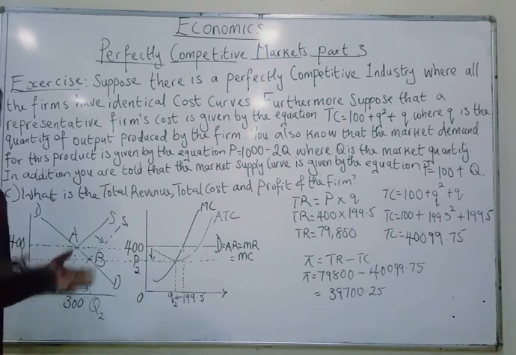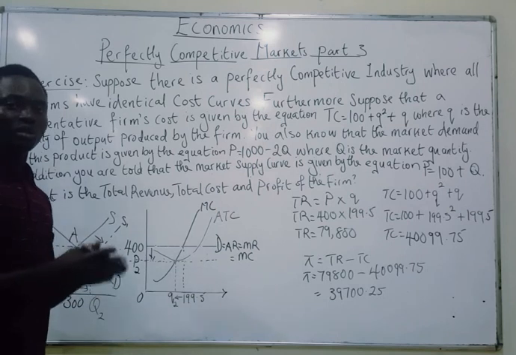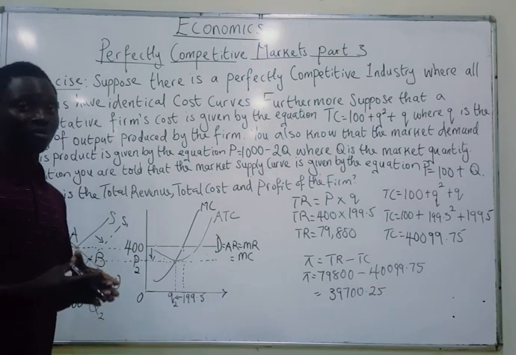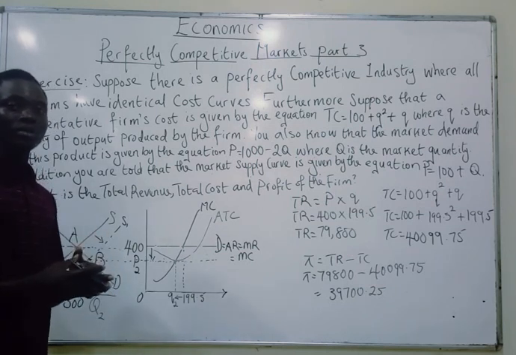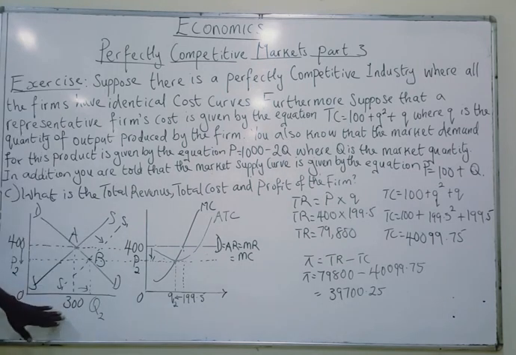And like I said earlier, each firm is going to be producing something that is lower, but that does not mean that the industrial supply is going to fall. Industrial supply is not going to fall. In fact, it is going to rise simply because there are more firms now in the market. So that is what is happening here. Then what else do you observe?